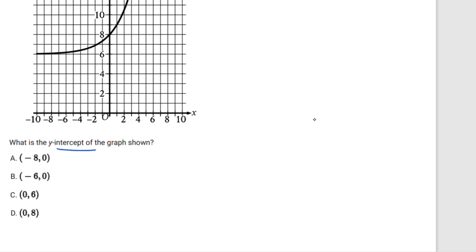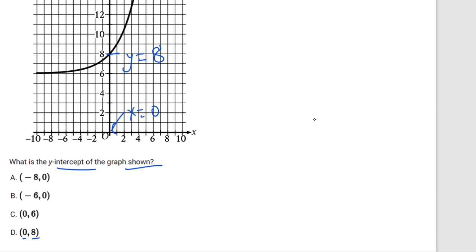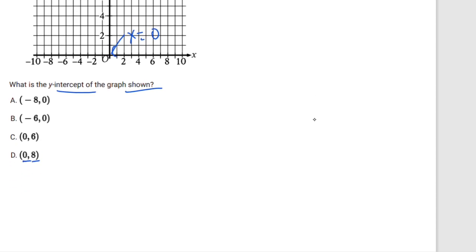What is the y-intercept of the graph shown? At x equal to 0, y is equal to 8. So we see that at x equal to 0, y is equal to 8. So D is our right answer.